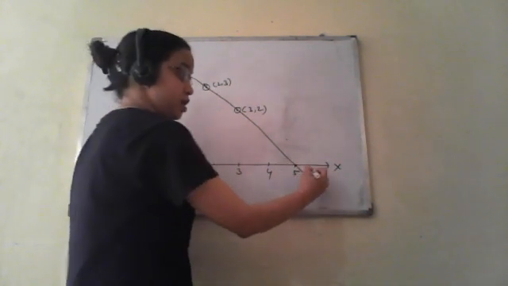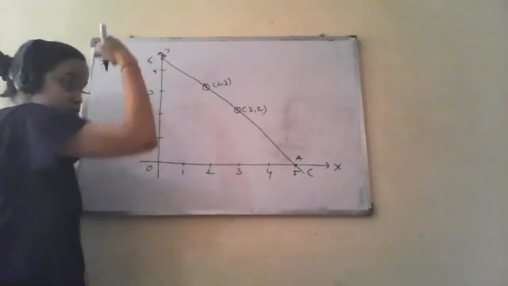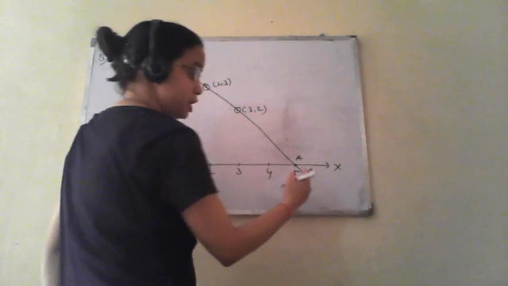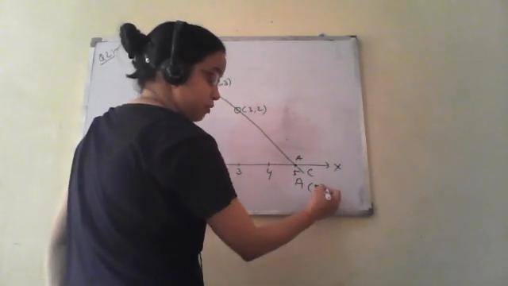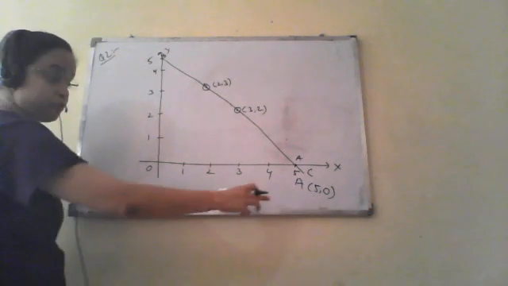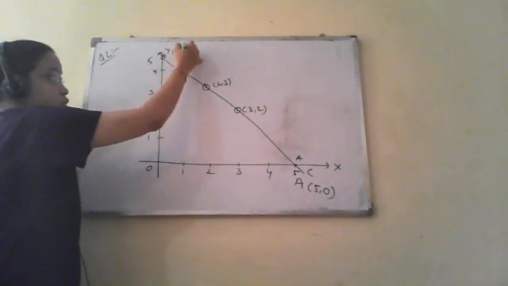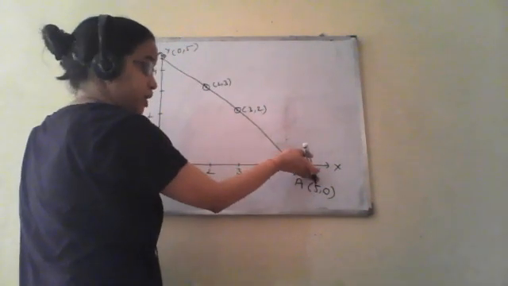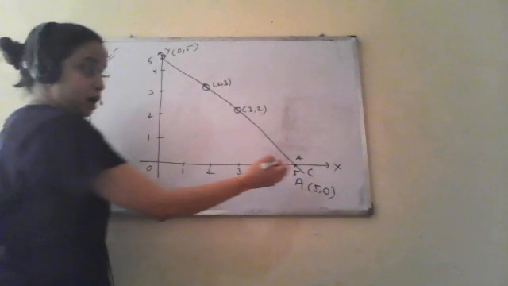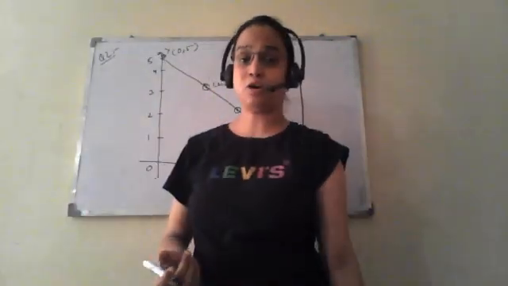So you have to write the coordinates of these points. Suppose this is 5, this is point A, and this is point B where it cuts the y axis. So coordinates of A will be, here x is 5 and y is 0, so A is (5, 0), and coordinates of B will be (0, 5). So you have to extend this line to the x axis as well as to the y axis, and write the coordinates of the point where it cuts the x axis or y axis.